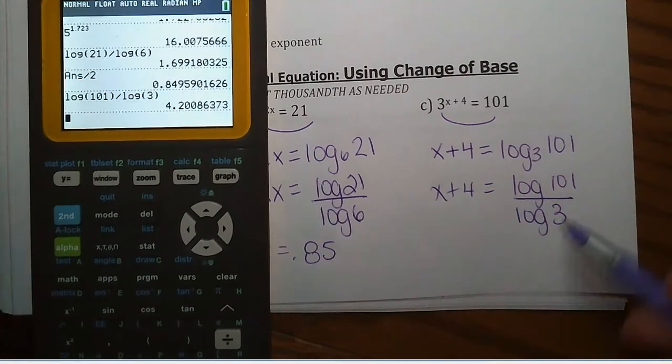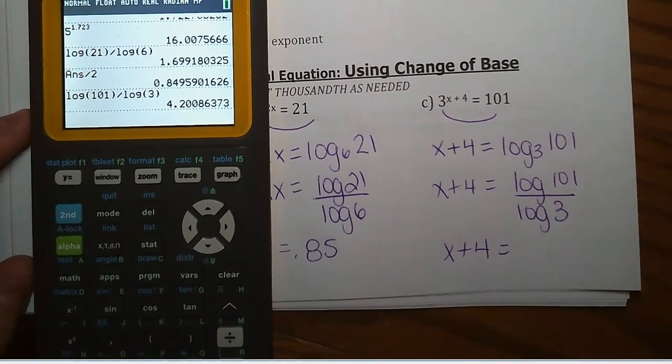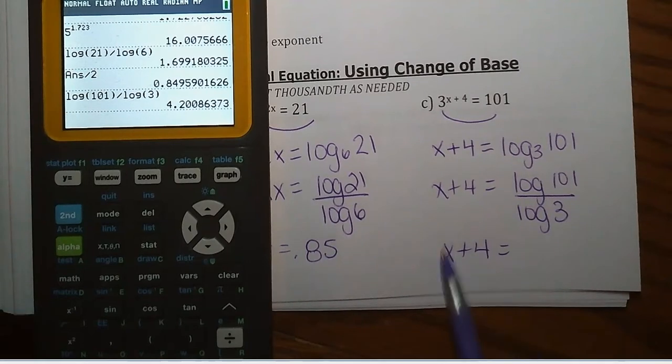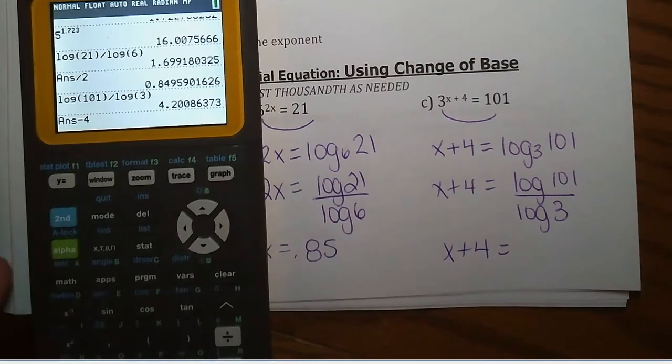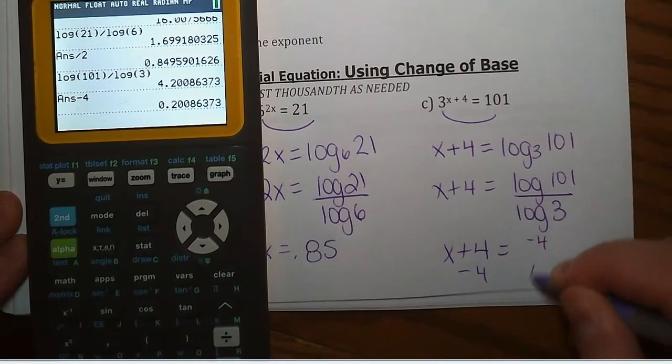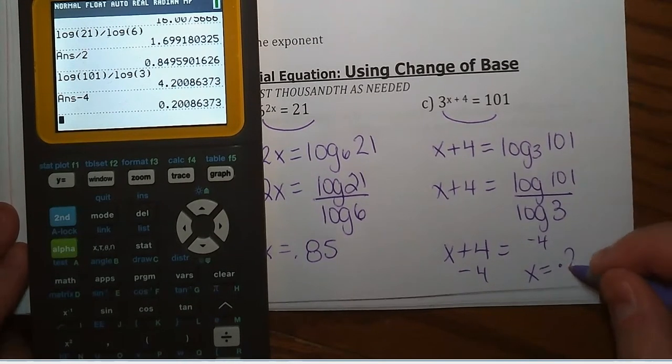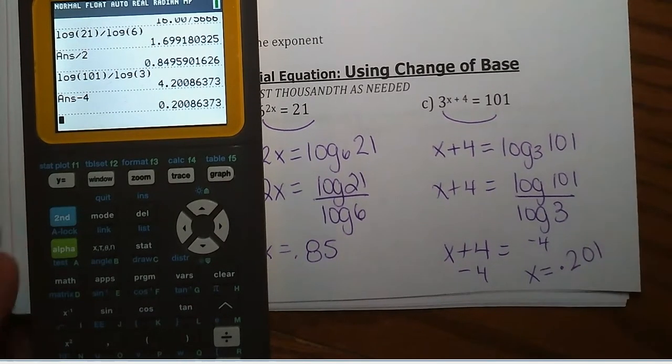Okay, now this is x plus 4 equals what I had there. So what I want to do in this case, I'm just going to need to subtract the 4. So if I subtract 4, then my answer to the nearest 3 decimal places is 0.201. And these are very easy to plug back in and check in the original equation.